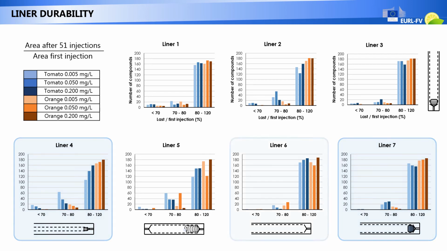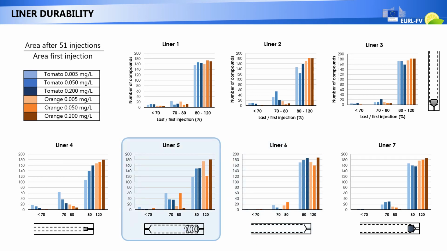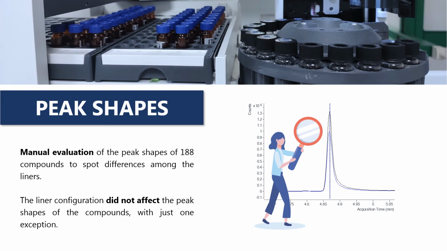Interestingly, in liner number 6, the absence of packing resulted in a better performance for tomato matrix, providing very good results in terms of durability. Lastly, the special geometry in liner number 5 might have influenced its shorter durability in both matrices. Now we'll talk about the peak shapes. In this case, the evaluation was based on a visual evaluation of the peak shapes of all compounds for both matrices and all liners. We could see that the liner configuration did not affect the peak shapes of any compound, with just one exception.